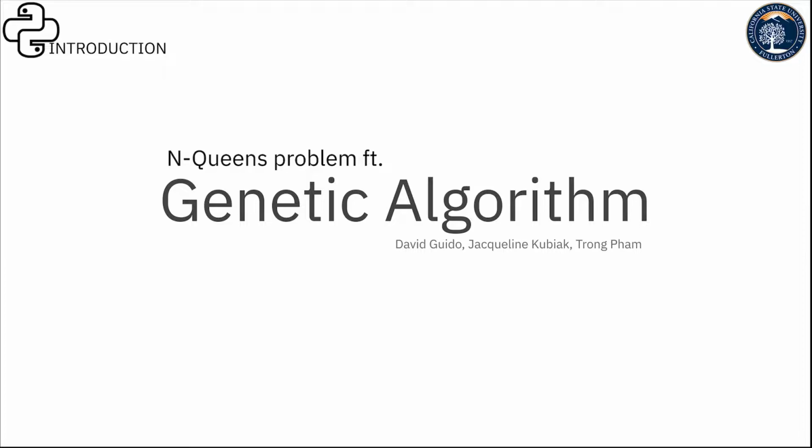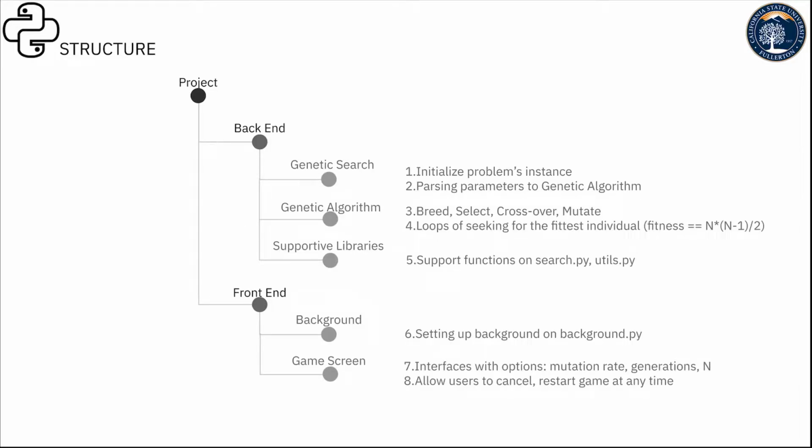First of all, I will go over the basic structure of our program. We break the project down into two parts: the back end and the front end. The back end basically handles the functions and the functional flow that we built on a genetic algorithm.